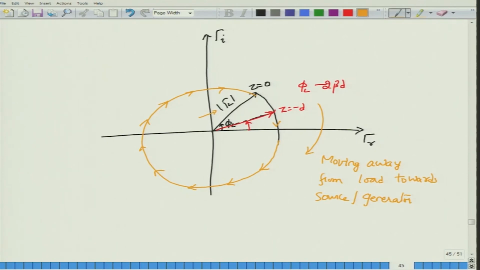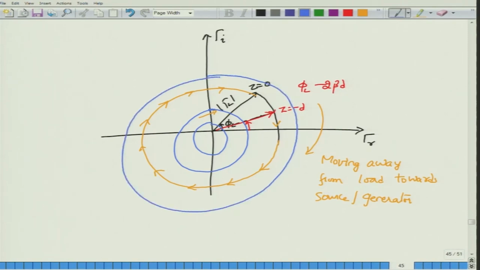This is the complex gamma plane and you can think of different circles. For example, I might have a different value of gamma L, that would correspond to a different circle, then another circle, then one more circle and so on. What is the maximum radius of this circle? The maximum radius would have to be equal to 1. Why? Because the maximum value of mod gamma L can only be equal to 1. So the magnitude of gamma L equal to 1 would be the largest circle possible.